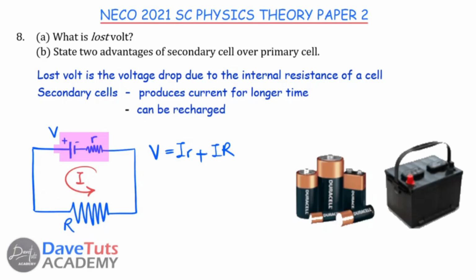So what we are looking at when we are talking about lost volts is a product of the current multiplied by this internal resistance of the cell. So this is what is referred to as the lost volt.